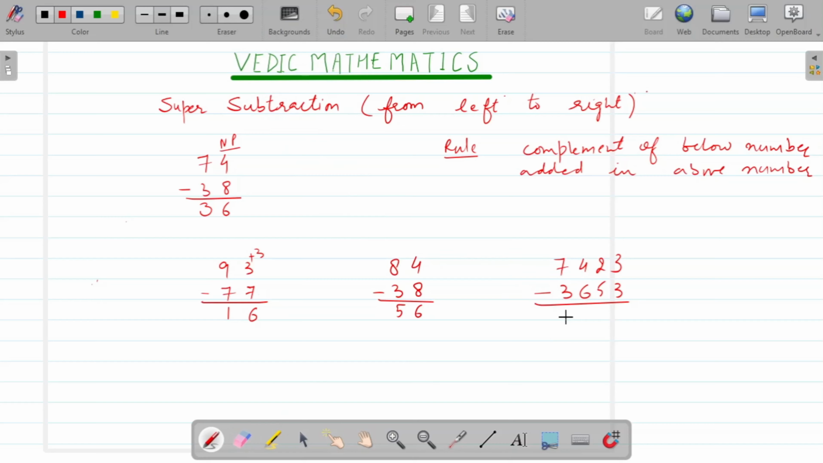7 minus 3 is 4. Next is not possible, so we'll make it 3.